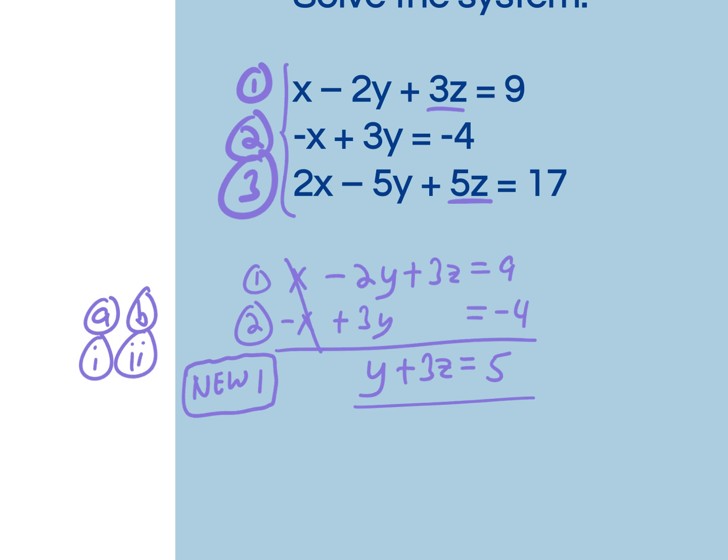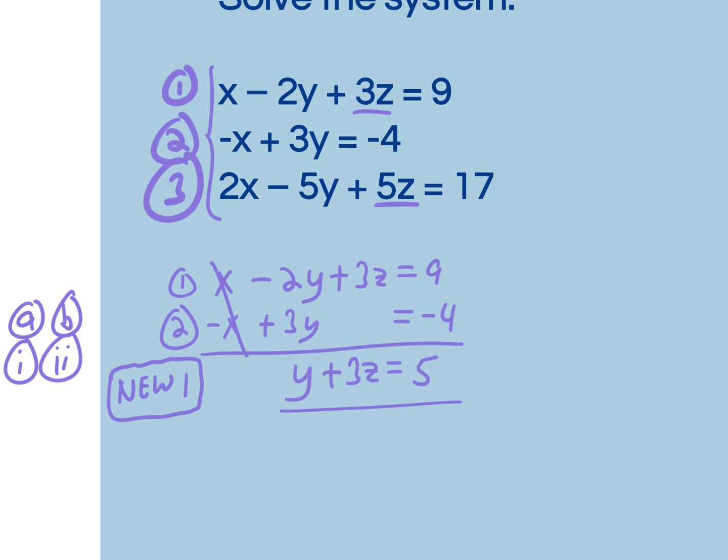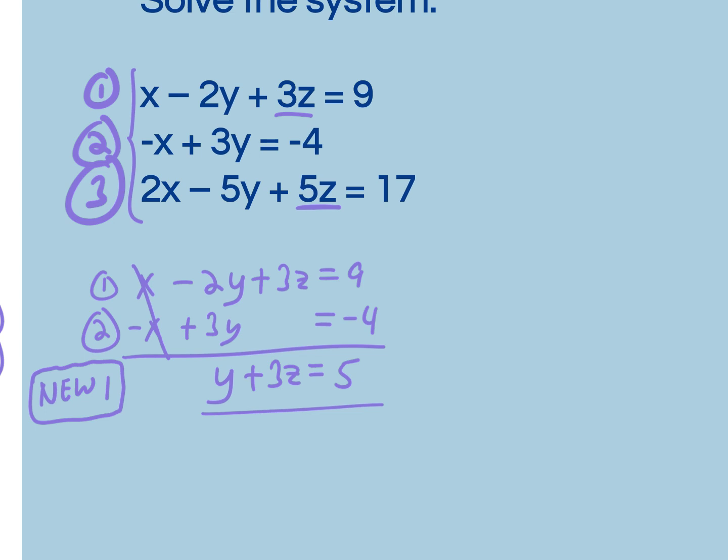So we're going to do that same process to find another equation, still eliminating the x. We already used 1 and 2 to eliminate an x. What can we do now to eliminate another x using any other two equations?